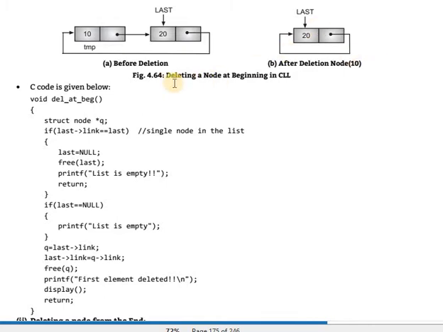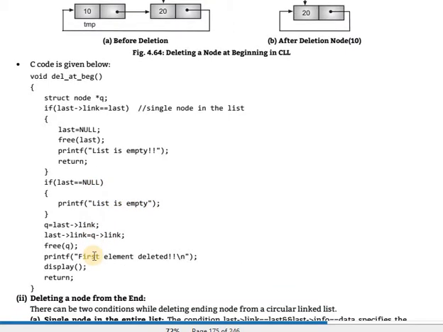This is the line. C code is given below. While at beginning, struct node Q pointers are there. In that, check if last->link is equal to last. Then null is assigned to the last variable, free that last, display the message list is empty, and return it. Again, the second condition is if last is equal to null, meaning obviously no elements are there in the list, list is empty, and the message will be displayed.